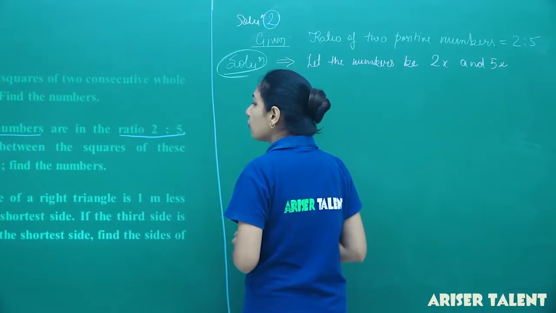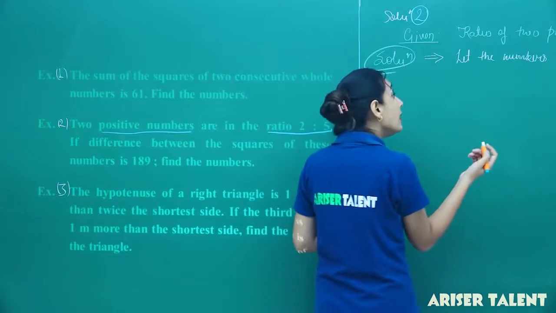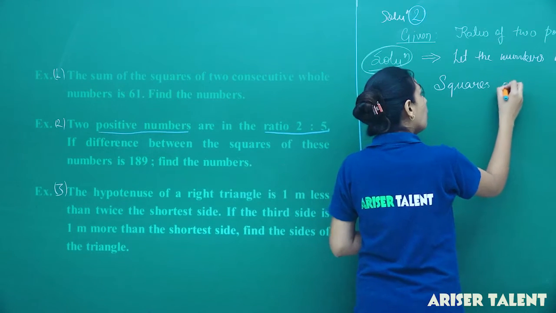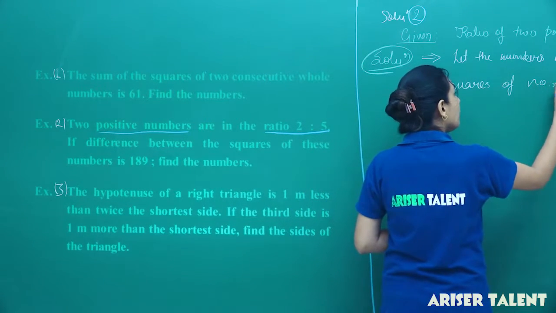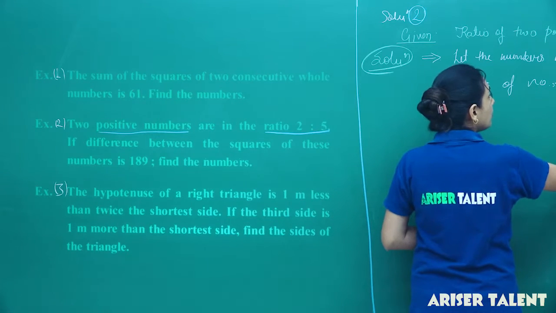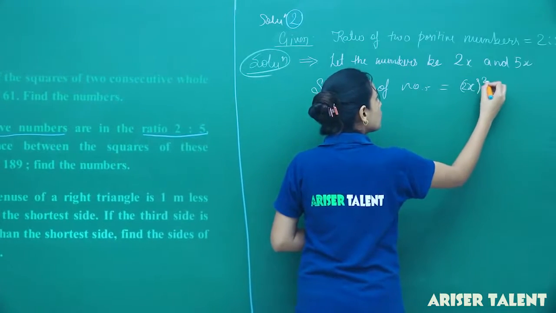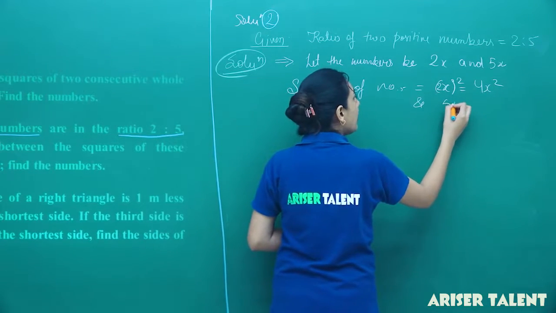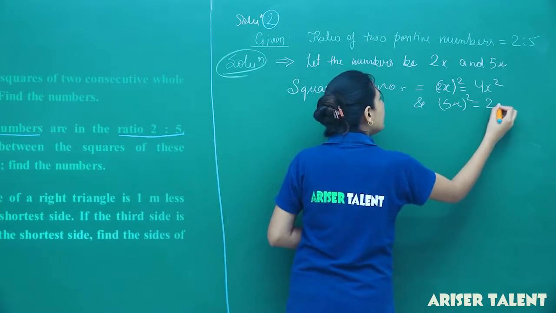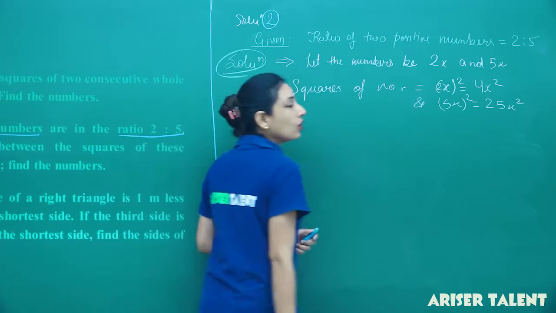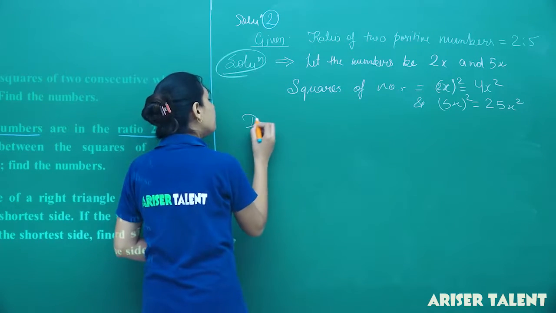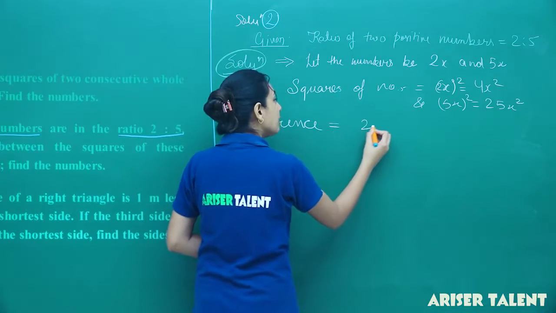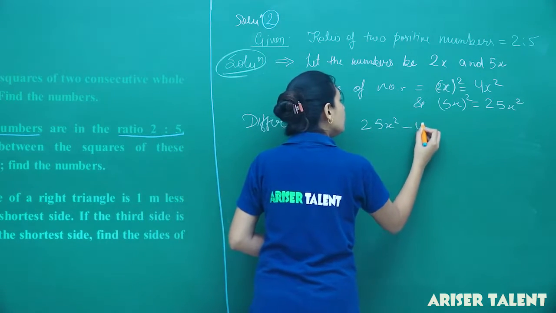The difference between the squares of these numbers will be equal to what? 2x square is 4x square, and 5x square will be 25x square. Okay, so the difference equals 25x square minus 4x square.